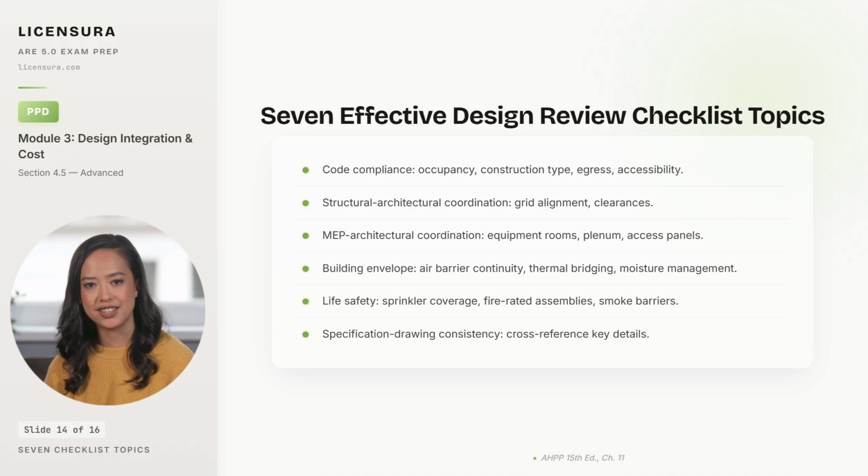Specification drawing consistency cross-references key details, catching the same conflicts the CDQC should have caught. Sustainability coverage examines energy code compliance and LEED credit documentation. The energy code is enforceable, while LEED is contractual. Peer review is not free QC. 3 management rules anchor every peer review engagement.